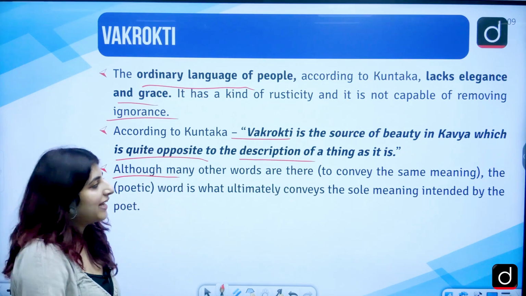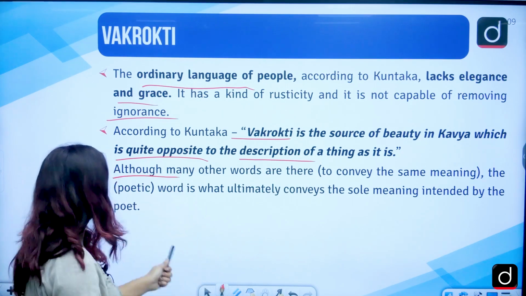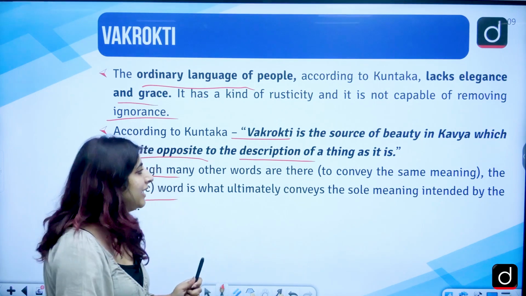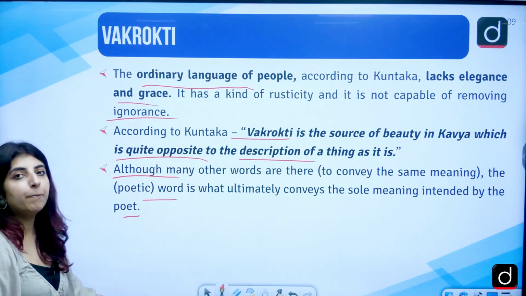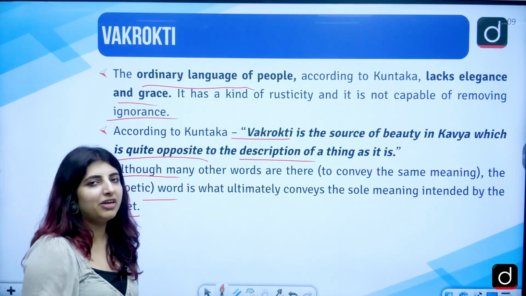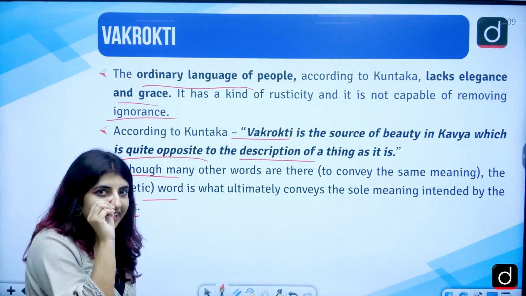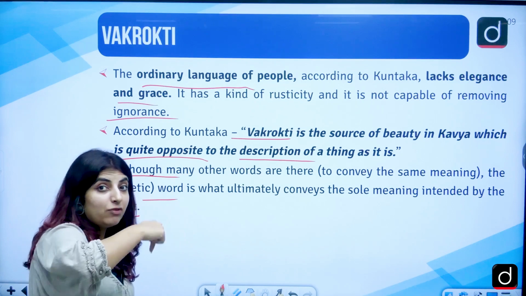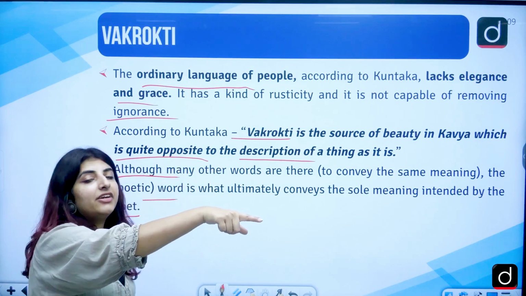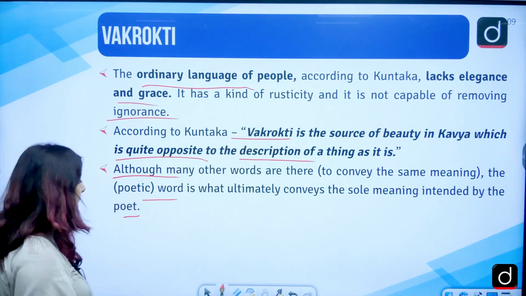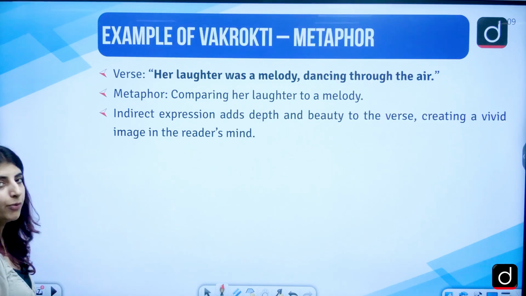Although many other words are there to convey the same meaning, the poetic word is what ultimately conveys the sole meaning intended by the poet. So the poet will need to use the words really minutely, in a really detailed manner, because it is what he wants to convey which should reach the reader, not what the reader is trying to get out from that very particular poetry.